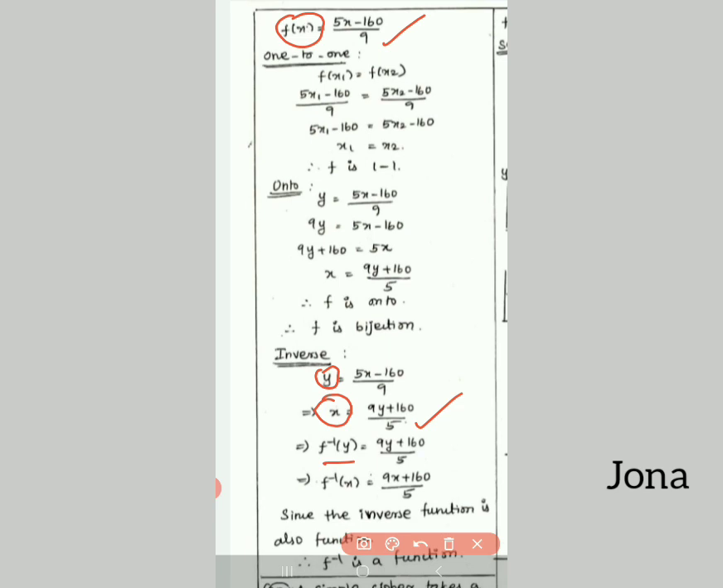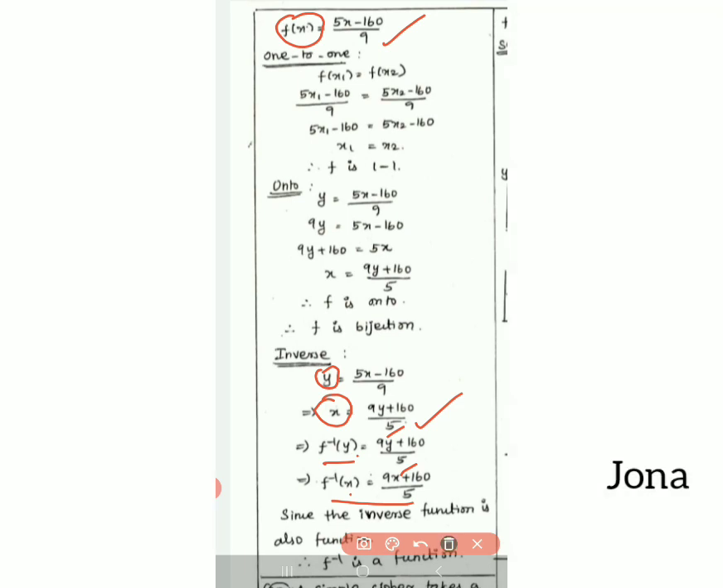From this I can easily write this. Instead of this y I can write x here. Likewise here also, instead of y I can take x. So f inverse of x equal to (9x + 160)/5. Since inverse functions are also functions, f inverse is a function here.